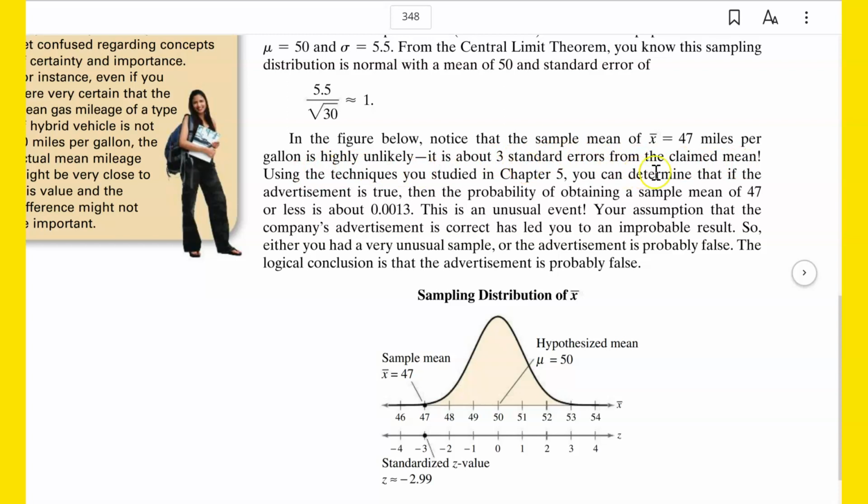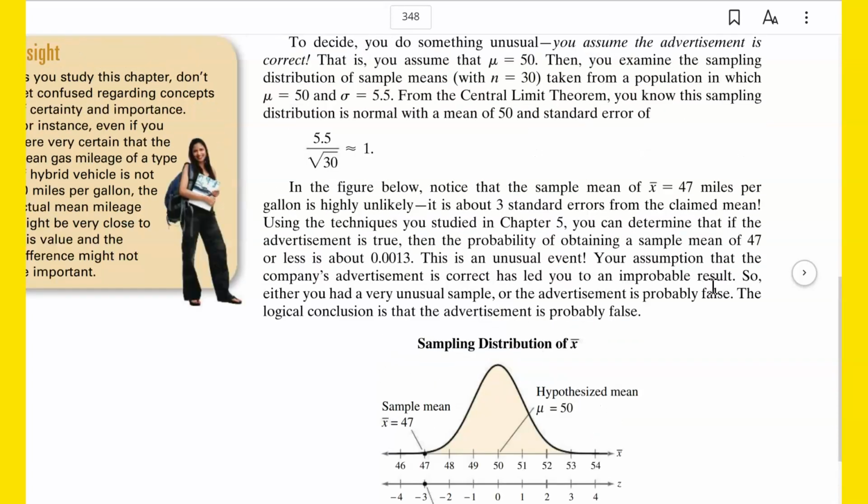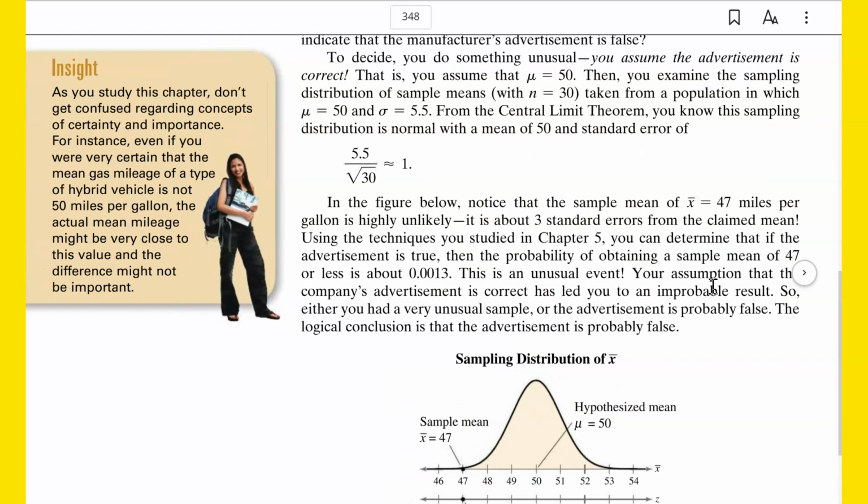Using the techniques you studied in Chapter 5, you can determine that if the advertisement is true, then the probability of obtaining a sample mean of 47 or less is about 0.0013. This is an unusual event. Your assumption that the company's advertisement is correct has led you to an improbable result. So, either you had a very unusual sample, or the advertisement is most likely false. The logical conclusion is that the advertisement is probably false. All right, that was probably very hard to follow. Hopefully, as we get into this chapter, you'll become more comfortable with what we just said.